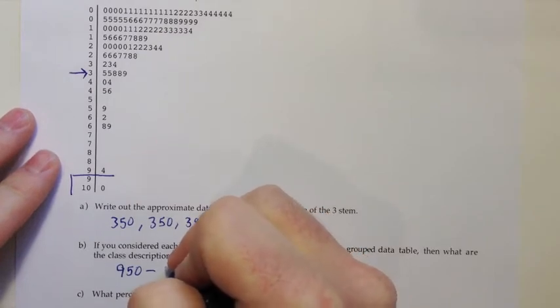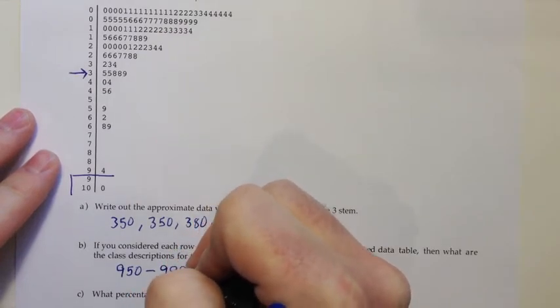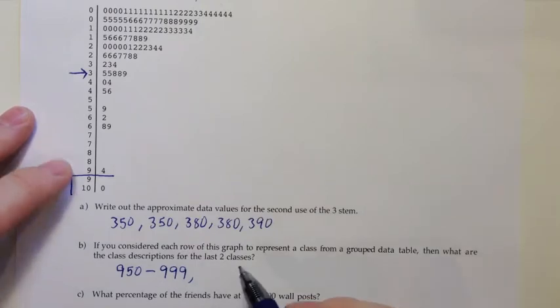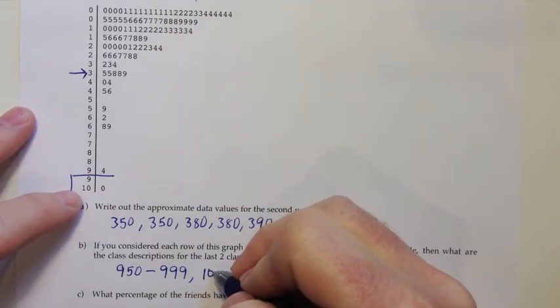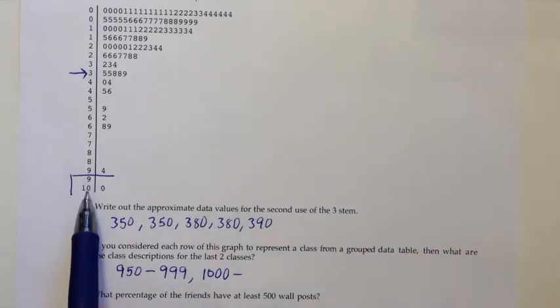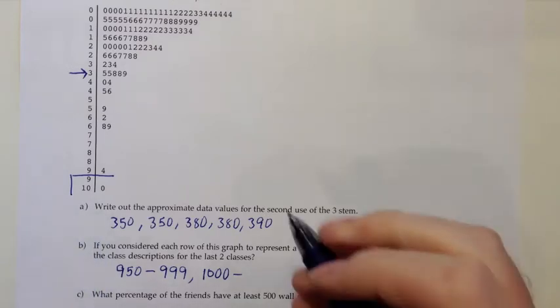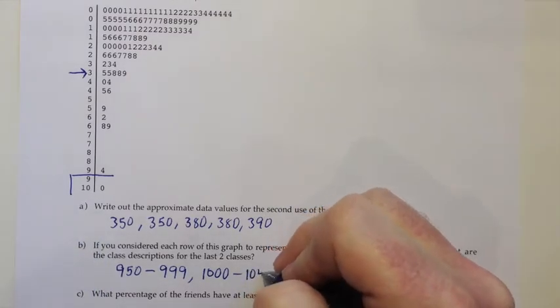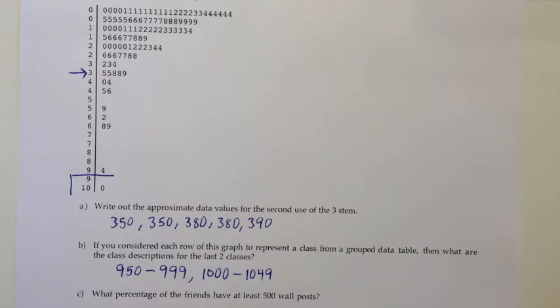say 950 through 999 would be that second to last class, and then the next one would be starting at 1,000, and you might be tempted to go to 1,099, but remember it's 2 lines per stem, so that would just be like the lower half of the thousands, and that would only go through 1,049, and then 1,050 through 1,099 would be the second use of the 10, which didn't show up, so these are our last two.